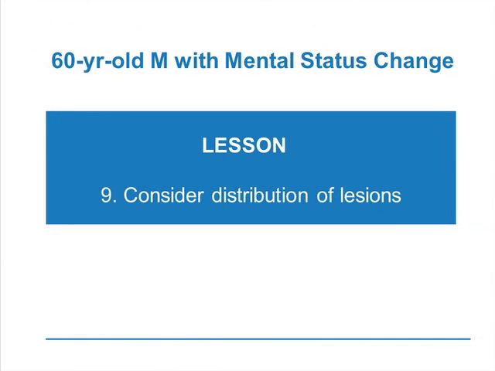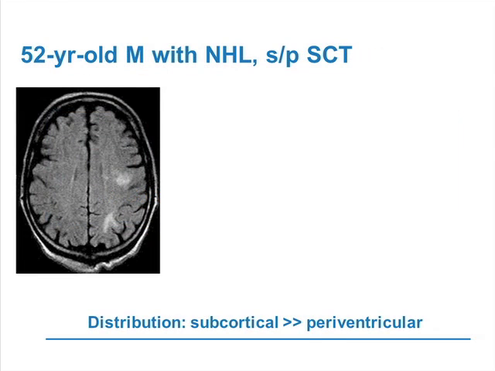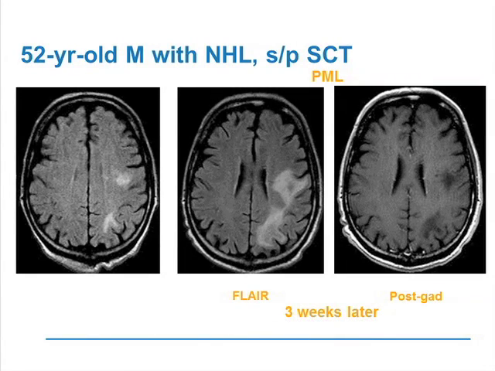So lesson number 9, consider the distribution of lesions. The next case is a 52-year-old male with non-Hodgkin's lymphoma, status post a stem cell transplant. And here you can see some lesions, and they seem to have a distribution that's more subcortical than periventricular. 3 weeks later, you can see that it's very rapidly changed. It's grown considerably, and there's not much enhancement there.